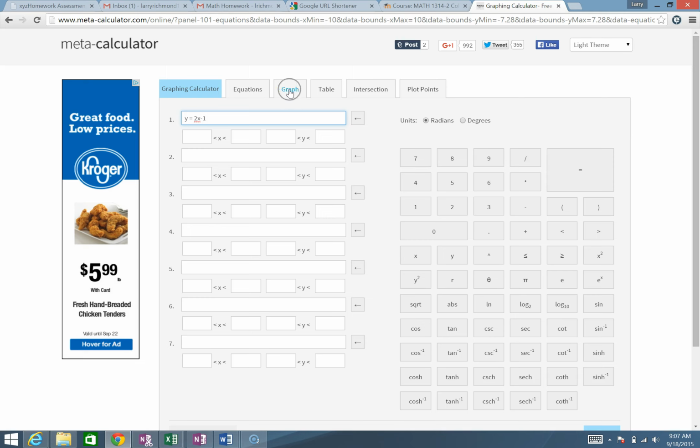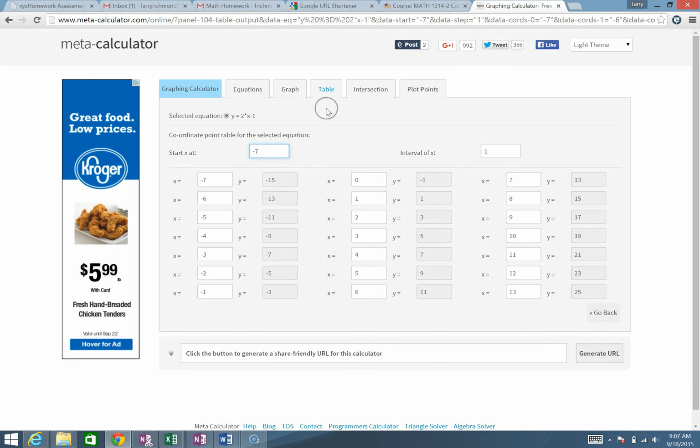And now I can go to table. I see when x is 0, y is -1. That makes sense. Substituting 0 in here, 2 times 0 is 0, minus 1 is -1. When x is 1, y is 1. Again, substituting 1, 2 times 1 is 2, minus 1 is 1. When x is 2, y is 3.